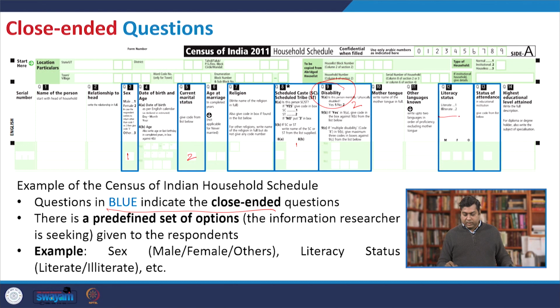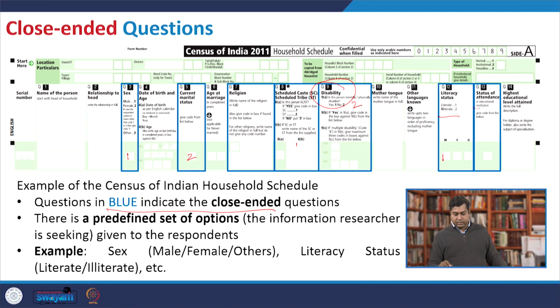Now coming to the literacy, it is just a direct question on that. You can see literate, illiterate, and in this case you also have the classification option, where you can choose male, female or others. In this particular case that person is male, and that particular person is literate, so you give this as 1.